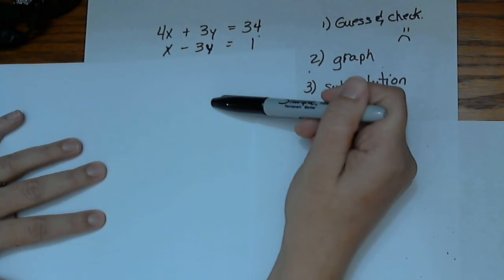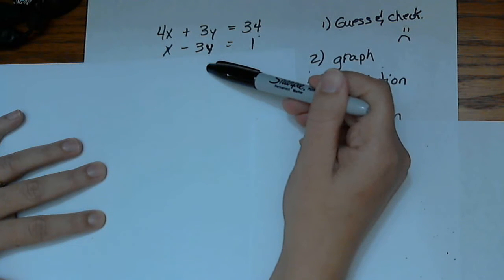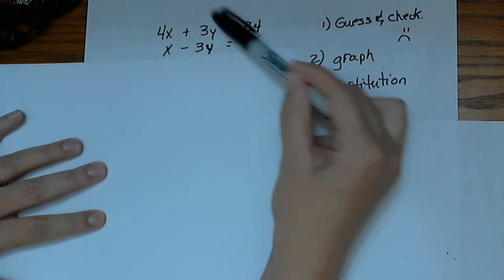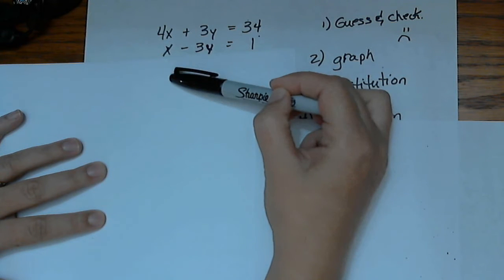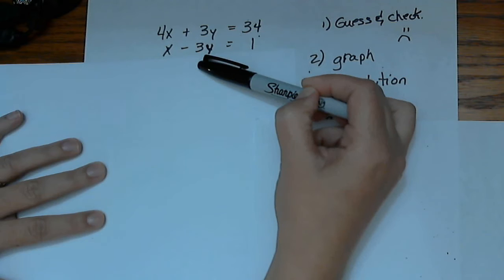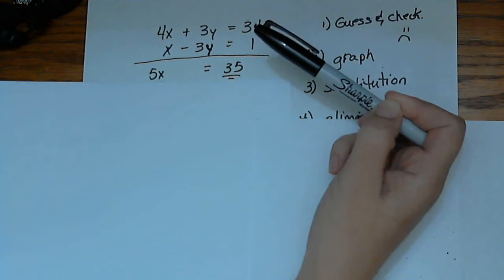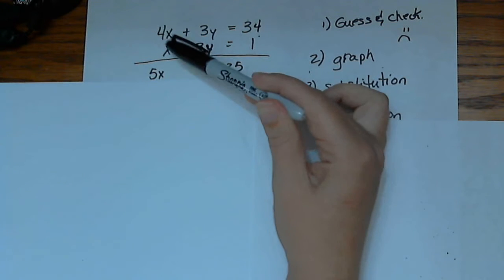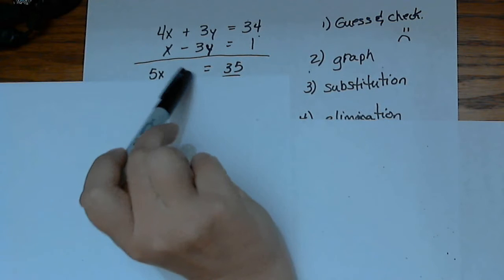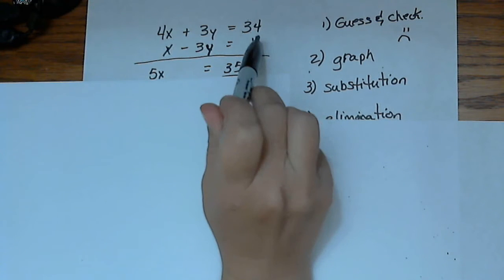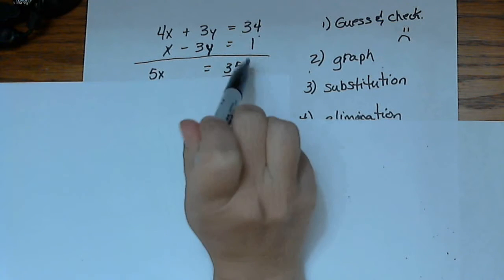Hopefully you said 0. 3y plus negative 3y is 0. So if I add these things on the left, I will get 4x plus x, which is 5x, plus 0, which I wouldn't need to write down, equals 35. So again, 4x plus x is 5x. This is going to be 0, so we don't need to write anything in this spot right here. And 34 plus 1 is 35. So now we have 5x equals 35.